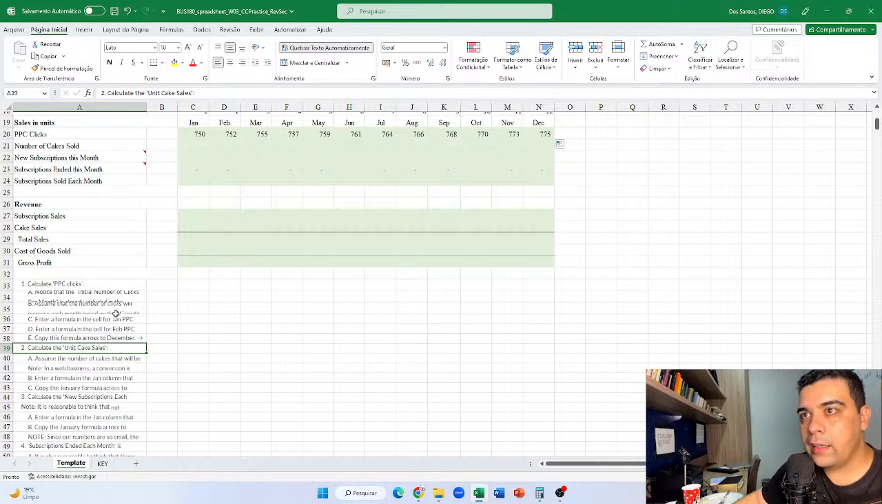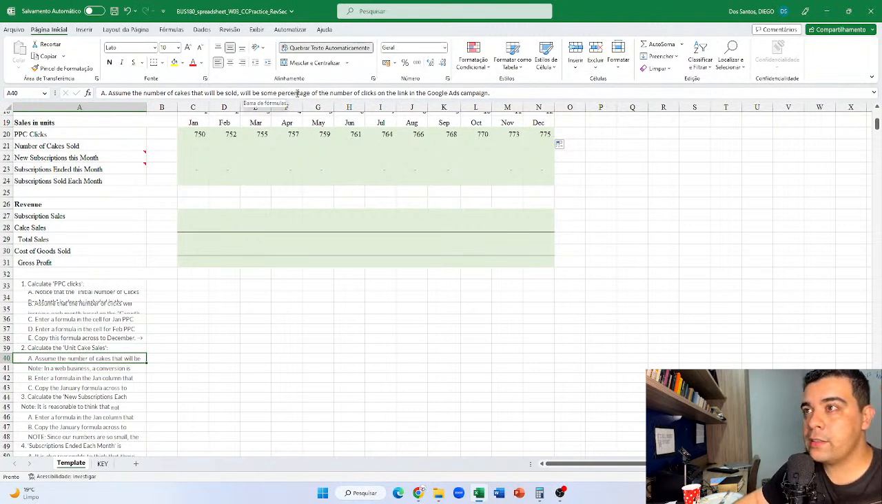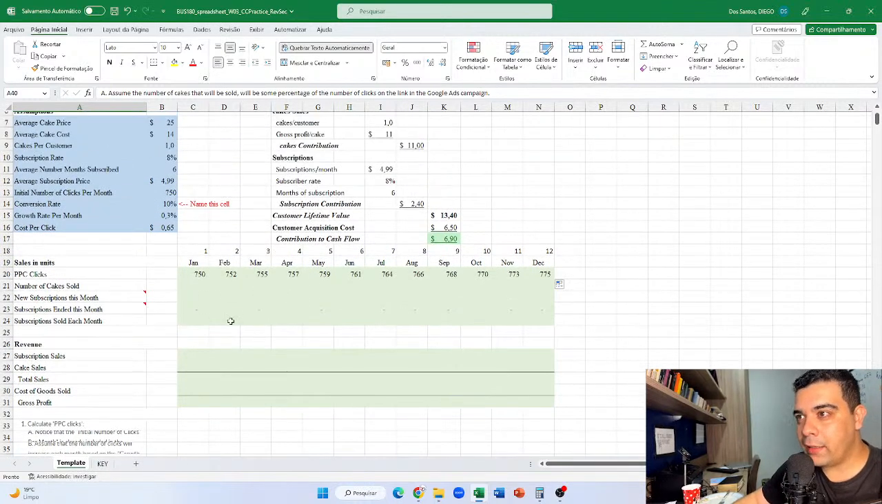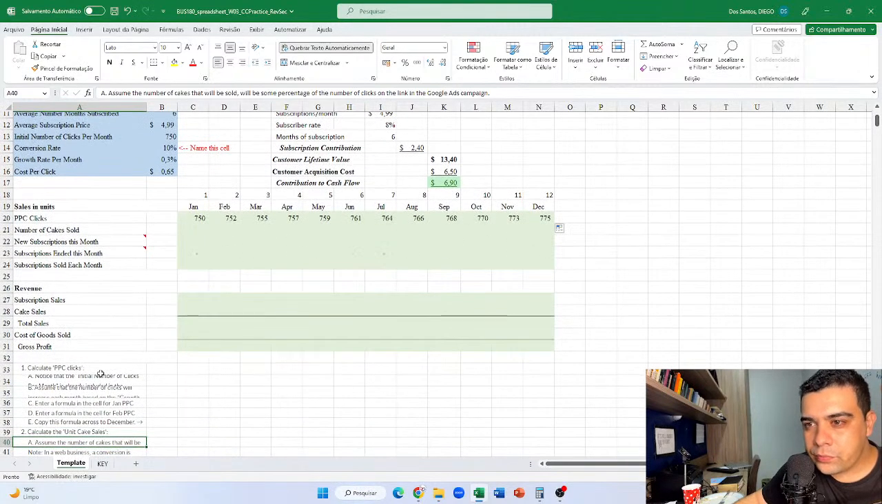Calculate the unit cake sold. Perfeito. Assuming that the number of cookies will be sold will be some percentage of the numbers of clicks. O legal é o seguinte, você vai aprendendo na prática como resolver um problema. Então olha que legal. Eu tenho aqui uma estimativa que vai crescer 0,3 ao mês até o fim do ano. Tá legal? Então, entre parênteses, você calcula essa porcentagem, mais o do mês anterior, né? Então, isso é bem legal.